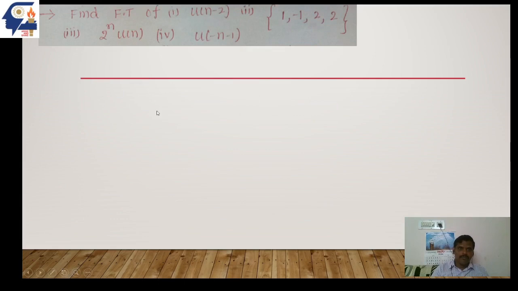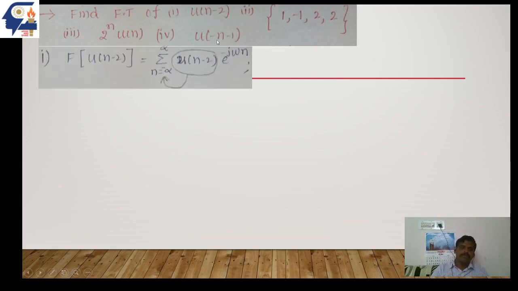We will see some more problems on DTFT. Find the Fourier transform of u of n minus 2. This is the finite duration sequence 2 power n u of minus n minus 1. First, given one: the Fourier transform of u of n minus 2 is equal to summation n equal to minus infinity to plus infinity u of n minus 2 e power minus j omega n.